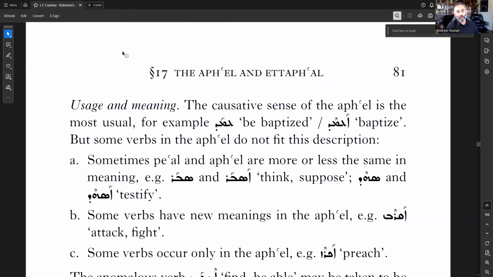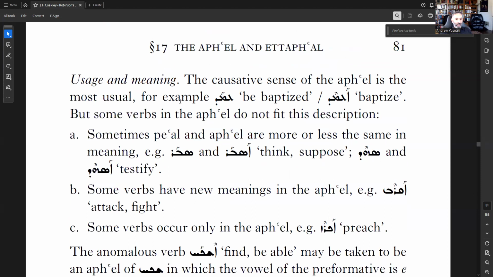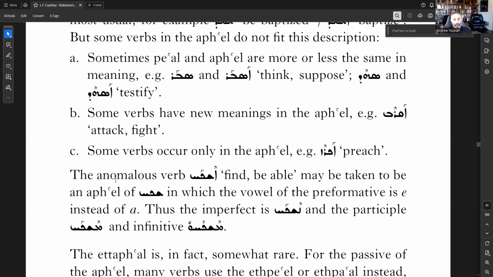Okay, usage and meaning. The causative sense of the af'al is the most usual. For example, amad, a'mid. So amad is to be baptized. A'mid is to baptize, to cause someone to be baptized. But some verbs in the af'al do not fit this description. Sometimes the intensive and the causative are more or less the same in meaning. So swar and aswar both mean to think or suppose. Shid and ashid both mean to testify. Yet again, I repeat for the millionth time, just look it up.